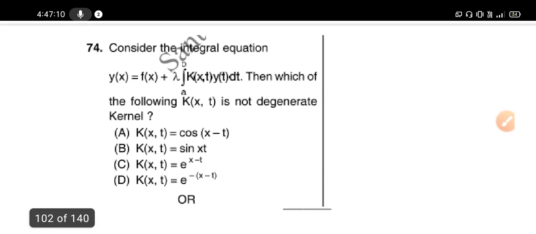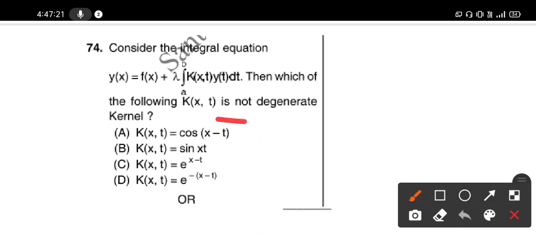Consider the integral equation y of x is equal to f of x plus lambda integral from a to b of k of x, t y of t dt. Then which one of the following k of x, t is not a degenerate kernel? You can check. Next question.